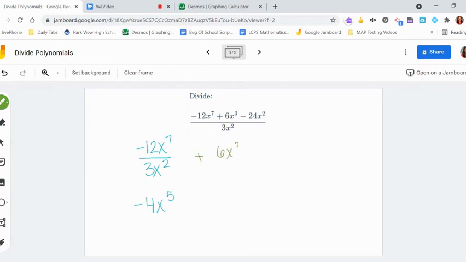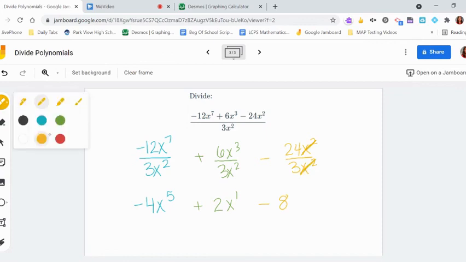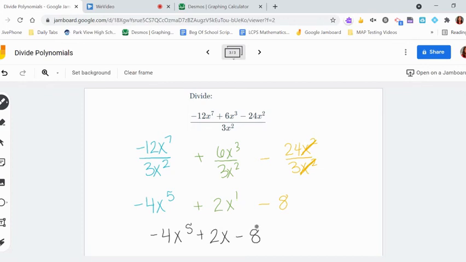Plus 6x to the third over 3x squared. 6 divided by 3 is 2, and I subtract 3 minus 2, which is 1. And my last one, minus 24x squared over 3x squared. 24 divided by 3 is 8. x squared over x squared, they're the same, so they are going to cancel. So my answer I'm going to write as negative 4x to the fifth plus 2x to the 1. You can just write as 2x. The 1 is implied, minus 8.